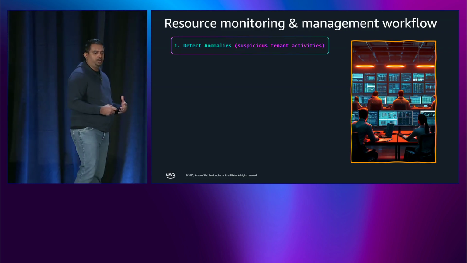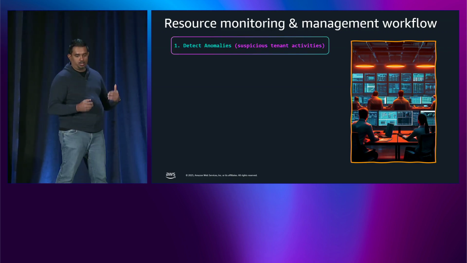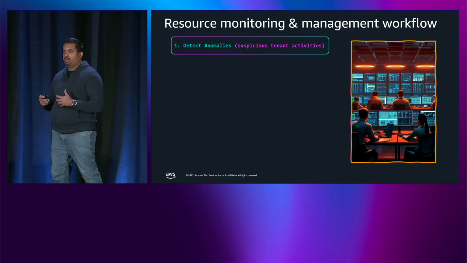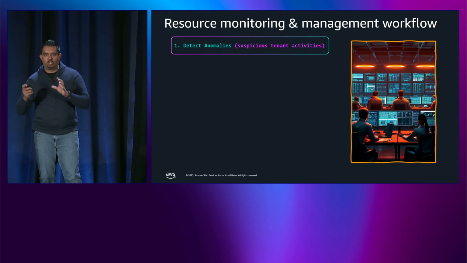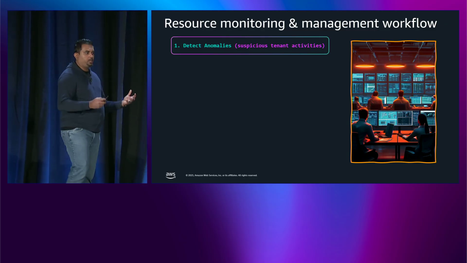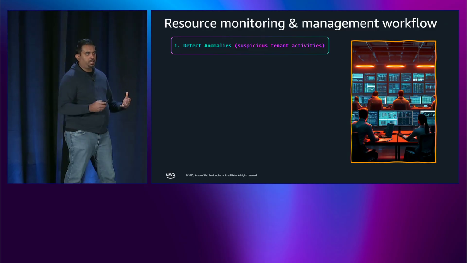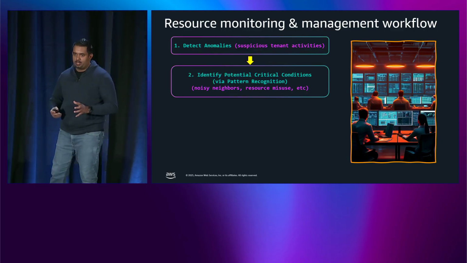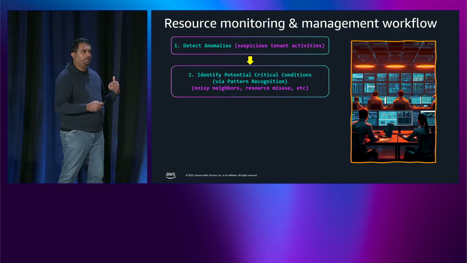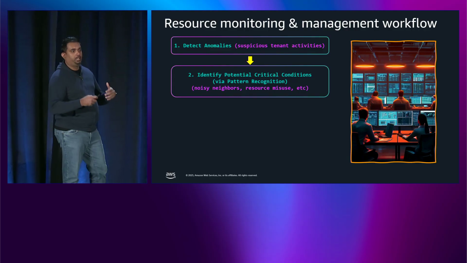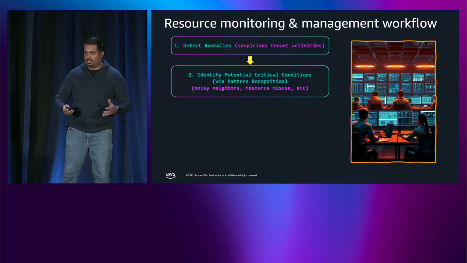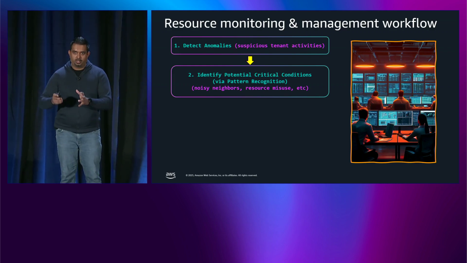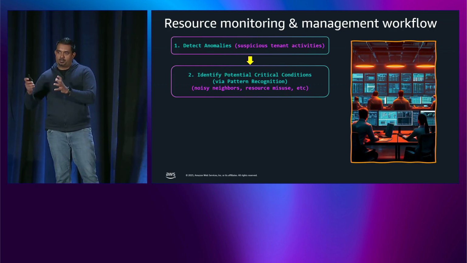So everything starts with the resource monitoring. Why? Because then we can understand the anomalies, which are the suspicious tenant activities that are ideally the SLO violations, but with GenAI, you will see that there is a broader scope than that. So once we know the anomalies, then we need to figure out if they are leading into anything critical, any critical conditions, anything concerning, such as noisy neighbors or resource misuses or API spikes and things like that.